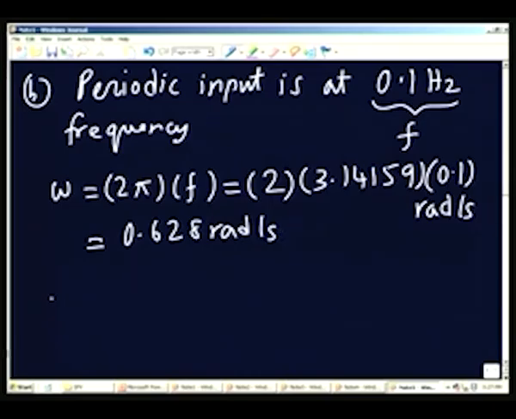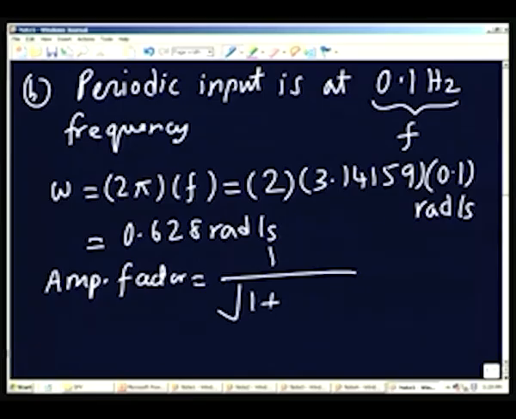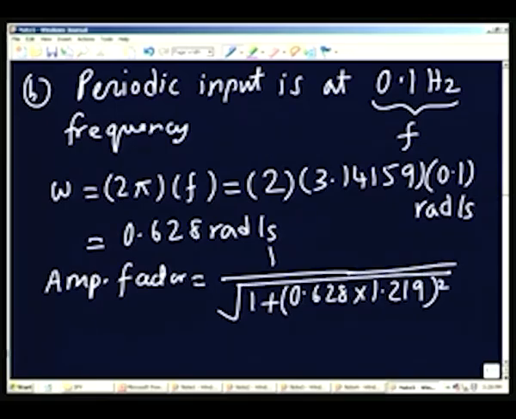So, we can find out the omega tau product, and the amplitude factor is nothing but 1 over square root of 1 plus omega tau whole square: 0.628 multiplied by 1.219, whole squared, whole under the square root sign. This comes to 0.794. So, only 79% of the input amplitude is registered by the sensor.